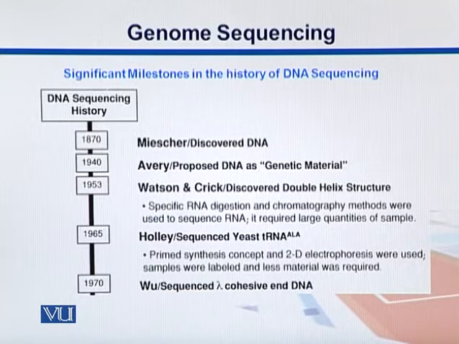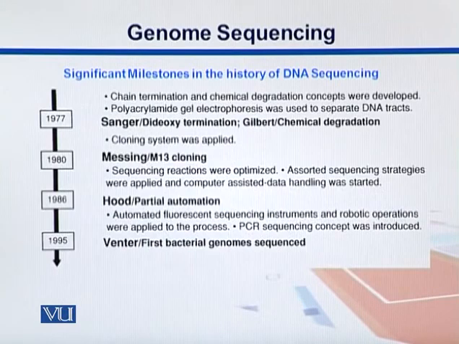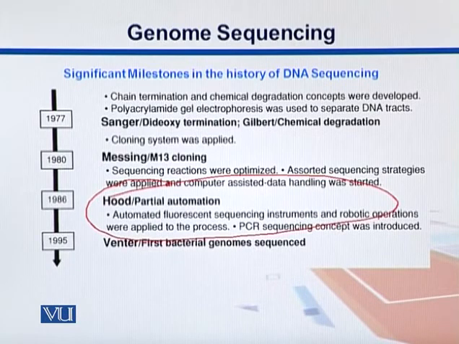Here is the history of different milestones on the way towards DNA sequencing. We start way back in 1870 with the discovery of DNA, and then in 1953 the major breakthrough was the Watson and Crick model. In 1977 Sanger's method came, and worth mentioning here is Hood's name, which gave us the automated sequencer and changed the pace of technologies in sequencing.